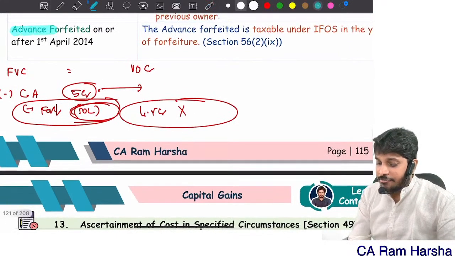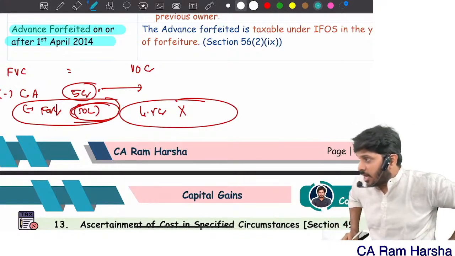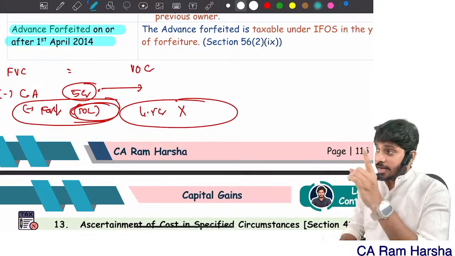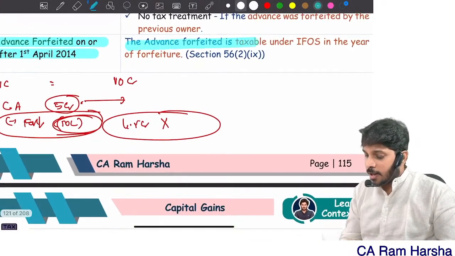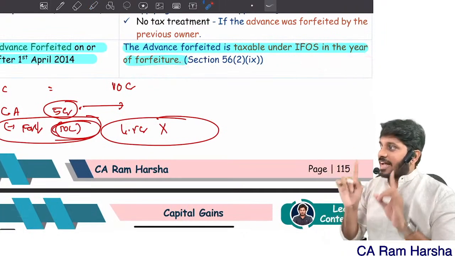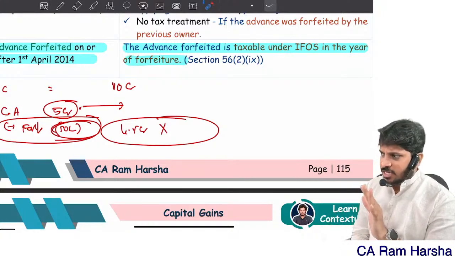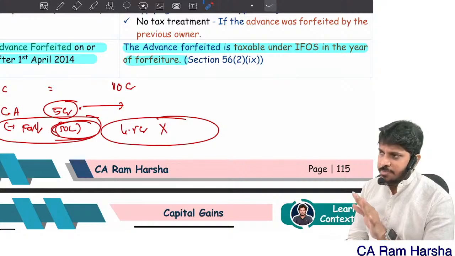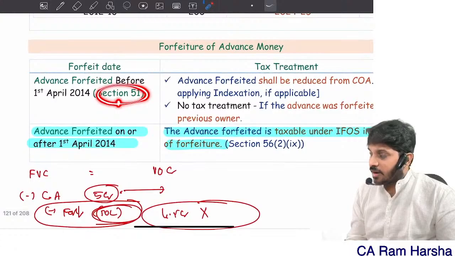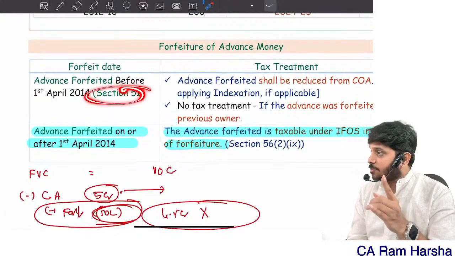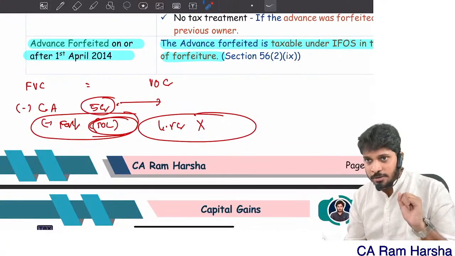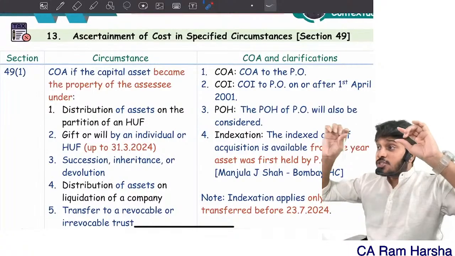What if the assessee forfeited on or after 1st April 2014? On or after 1st April 2014, if at all you forfeited, it should be straight away taxed as income from other sources, in the year of forfeiture, which is the right way of taxing it. Getting it? So, if the amount is forfeited on or after 1st April 2014, it will be straight away taxable under other sources. That's it. This is about section 51. Forfeiture before 1/4/2014, section 51 applies. Forfeiture on or after 1/4/2014, section 56 applies. That's it. Clear?